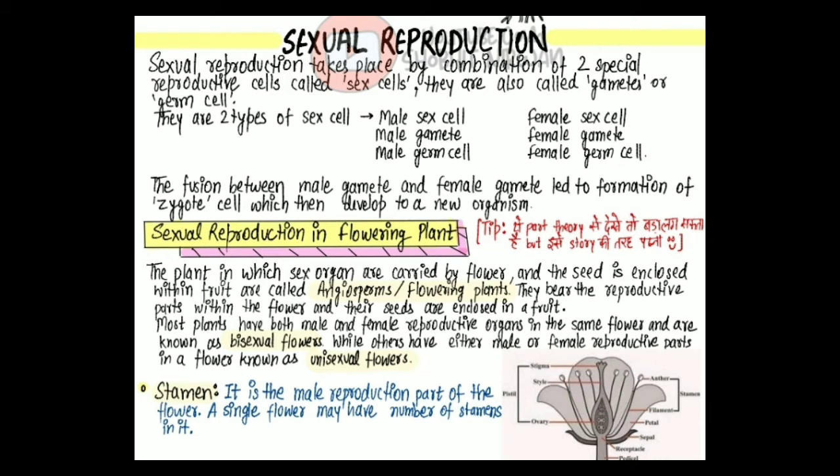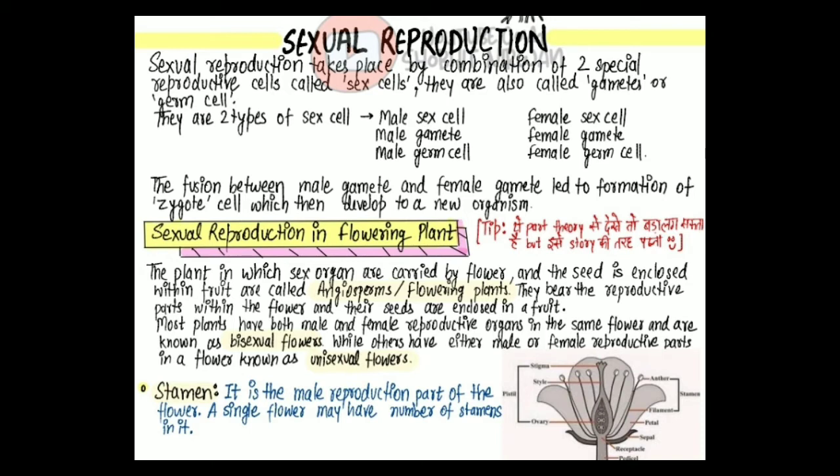Sexual reproduction in flowering plants. The plants in which sex organs are carried by flowers and the seeds are enclosed within fruits are called angiosperms, or flowering plants. They bear reproductive parts within the flowers and their seeds are enclosed in a fruit. Most plants have both male and female reproductive organs in the same flower and are known as bisexual flowers, while others have either male or female reproductive parts in a flower, known as unisexual flowers.